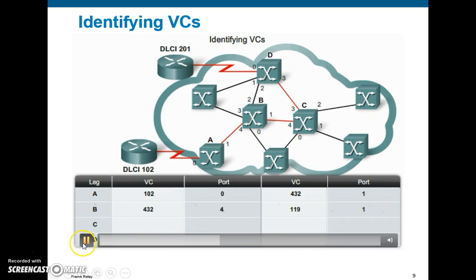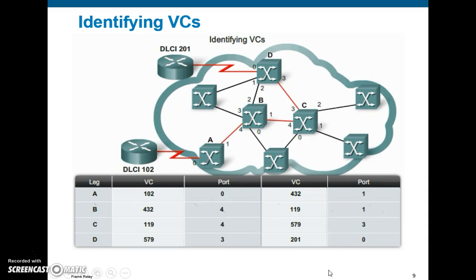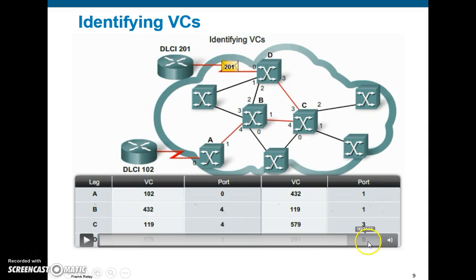Switch B receives it. Inside switch B is also pre-programmed by the ISP, saying that if I receive a frame relay packet with DLCI number 432 from port 4, I will switch it out to port 1, which is here, and I'll change the DLCI number to 119. So notice the DLCI number has changed. So the packet will continue to move with different mapping until it reaches the destination. And notice at the destination, the DLCI number changed to 201, and you forward out to port 0. And finally you reach the destination.